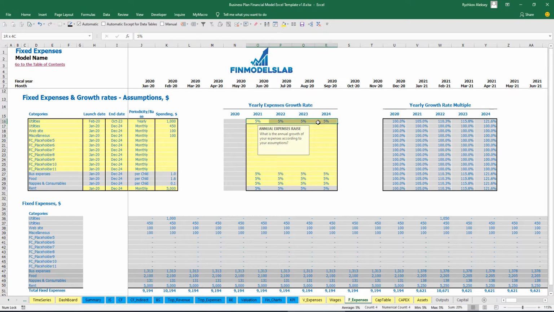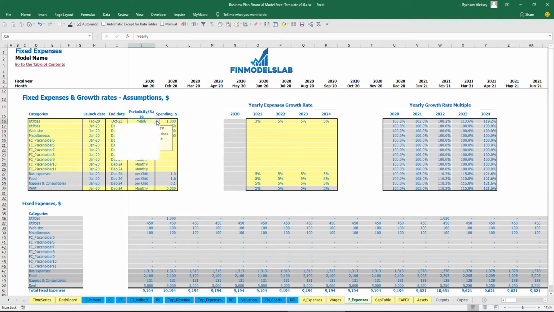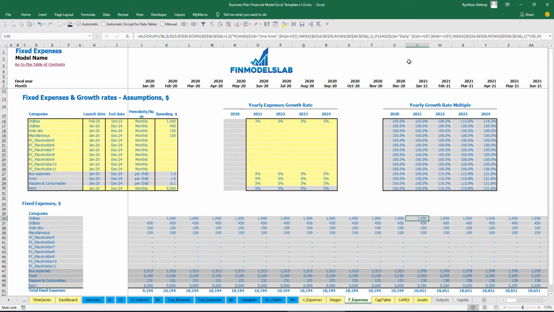Separately, you are able to set up some growth rates. So in this example, I will set up 3%. This means that in 1 year, you will have $1,030 instead of $1,000. The same works for all the bases. So if I select monthly, you have $1,030 starting from January 21.